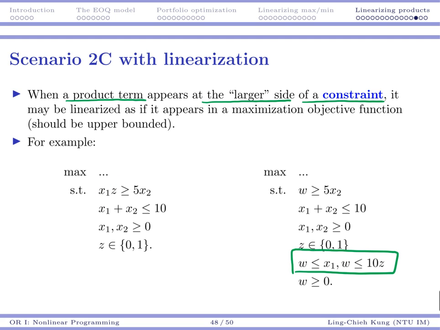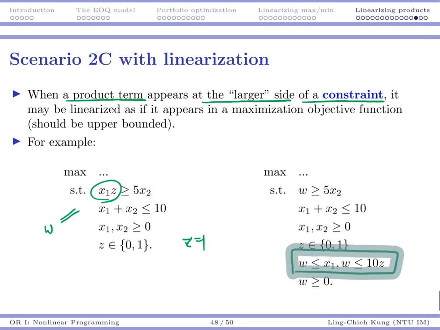So in this case, your w is less than or equal to x1, and the w is less than or equal to 10z. What does that mean? So if your z, in this particular case, if your z is 0, then somehow that means your w should be 0, right? Because w is x1 times z. So your w would be less than or equal to 0, and that allows you to result in a 0 for your w. If your z is 1, on the other hand, then in that case, you are going to require yourself w to be equal to x1.